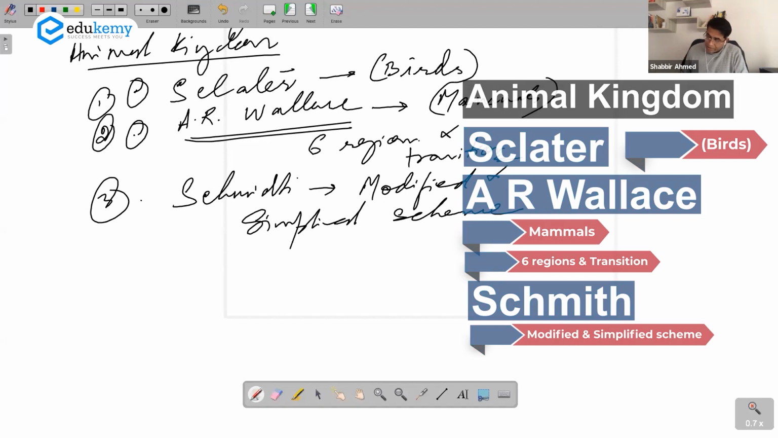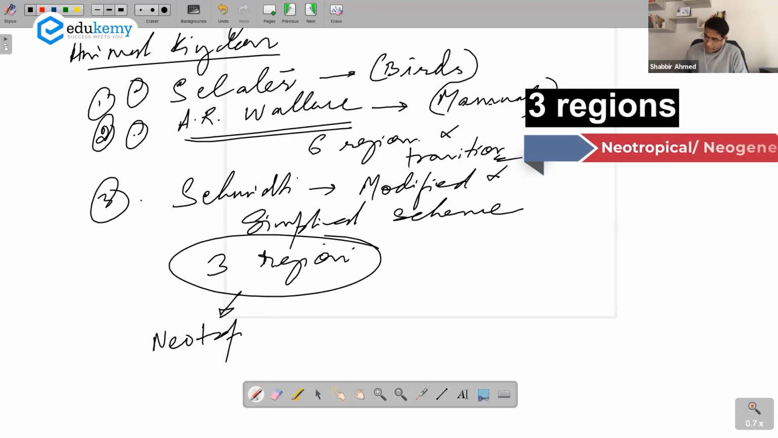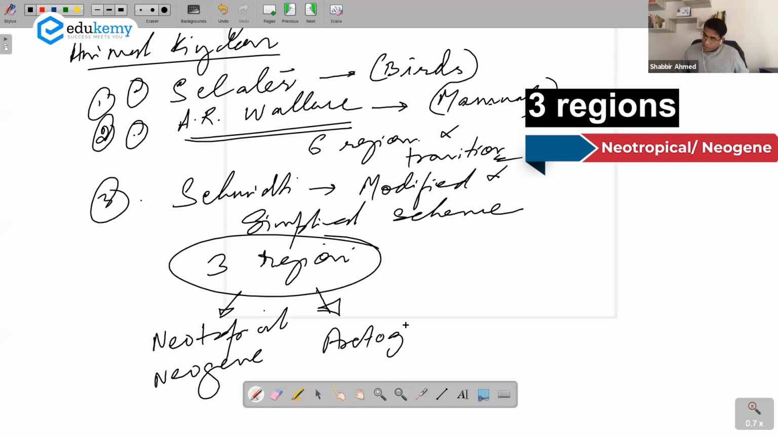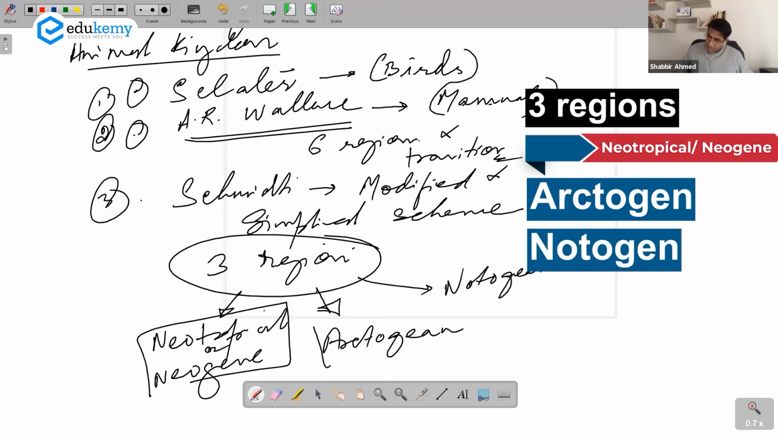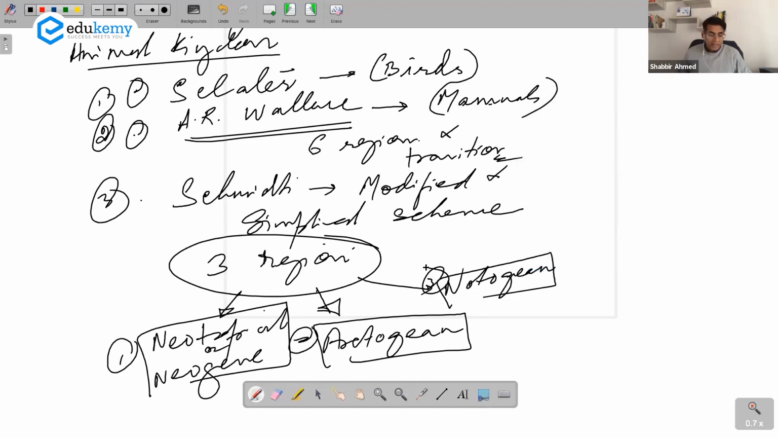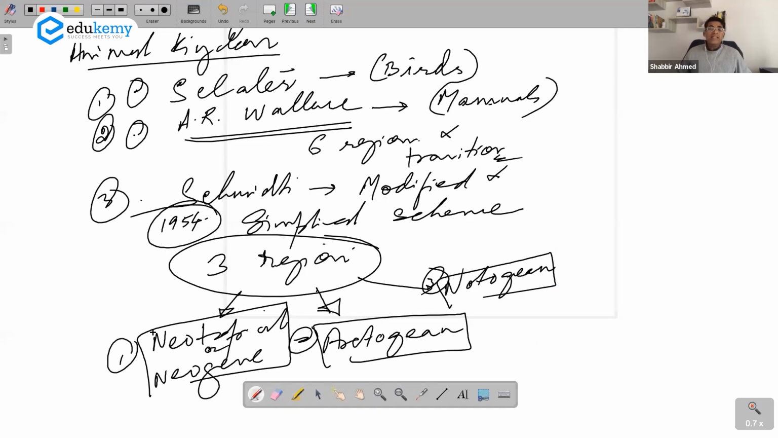It talks about three regions. We have Neotropical, also called the Neogaean. We have the Arctogaean and we have Notogaean. So, 1, 2, and 3. The Schmidt scheme, the Carl Schmidt scheme, was given in 1954. He simplified the scheme of Wallace into three regions.